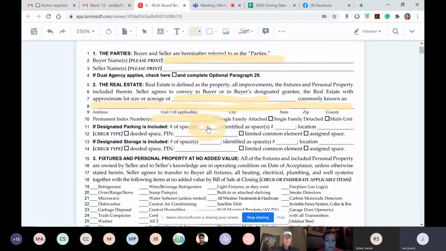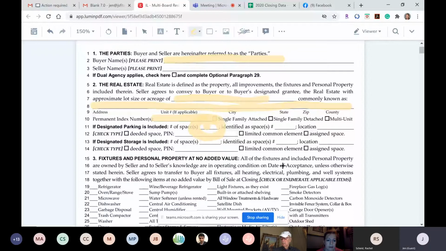And then during attorney review, the attorney can say to the seller's attorney, hey, I want to know if this is a limited common element or if it's deeded or whatnot. Same thing, but less important for storage. But if you know that they've advertised that there's a storage space, check something, one space, and you can leave the rest blank, and we'll find out later in attorney review whether that's deeded or a limited common element.